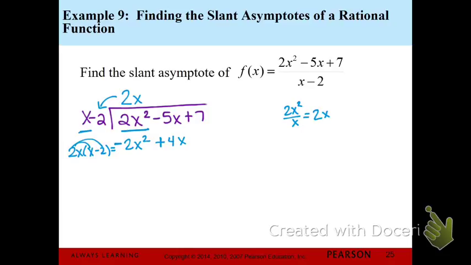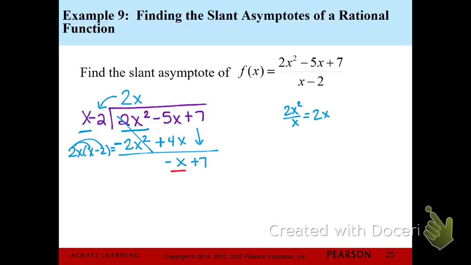Subtract, which means we're going to flip the signs. My first term should always cancel. What's negative 5x plus 4x? And then bring down the rest. And then we get to do it again.